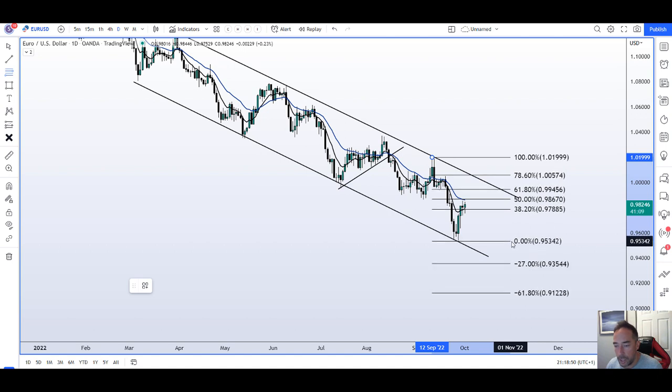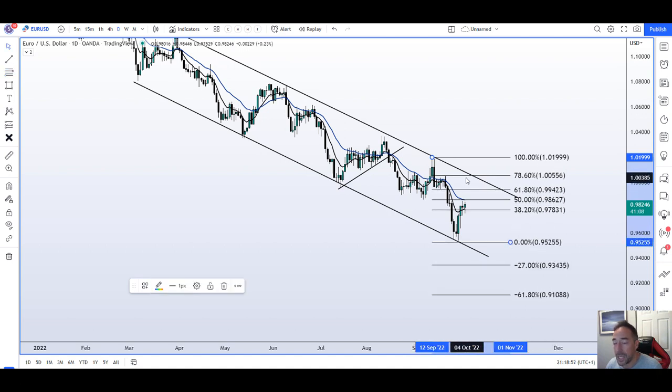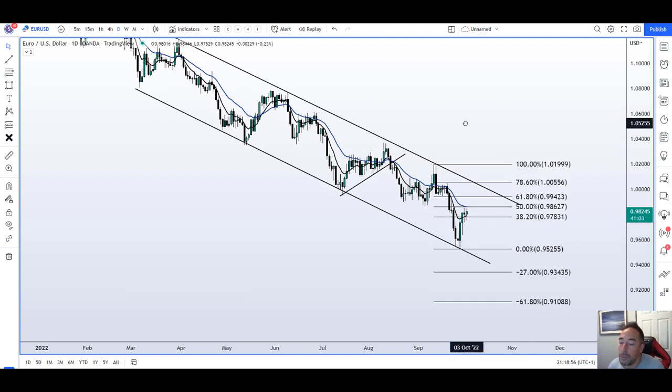That would be, I would suggest, almost close to a 78.6% retracement, which is not unheard of, but that would be quite a deep retracement. I'd be more looking at least towards a 61.8% retracement. I think 61.8% retracement there would be deep enough, and looking for sales.